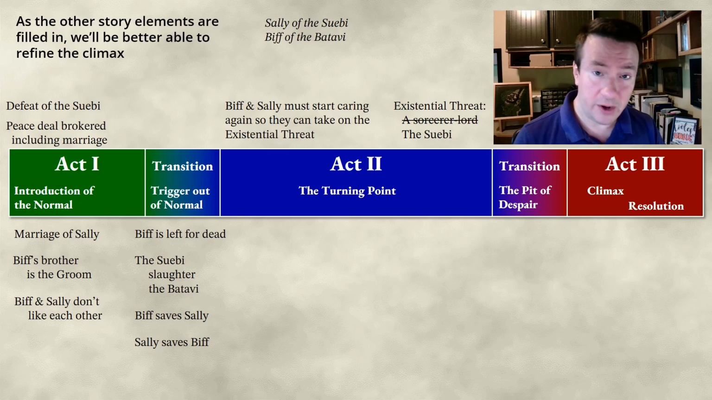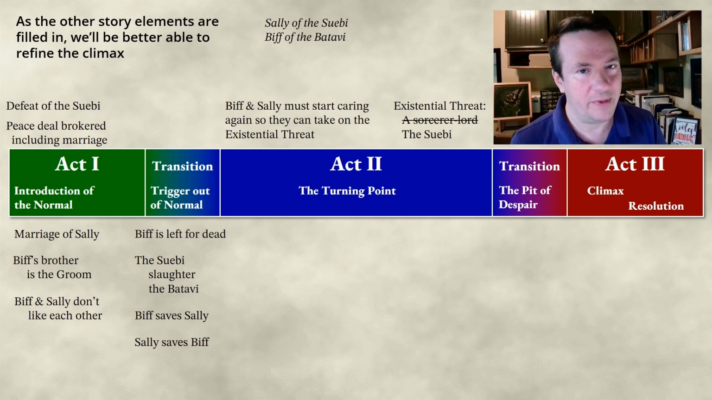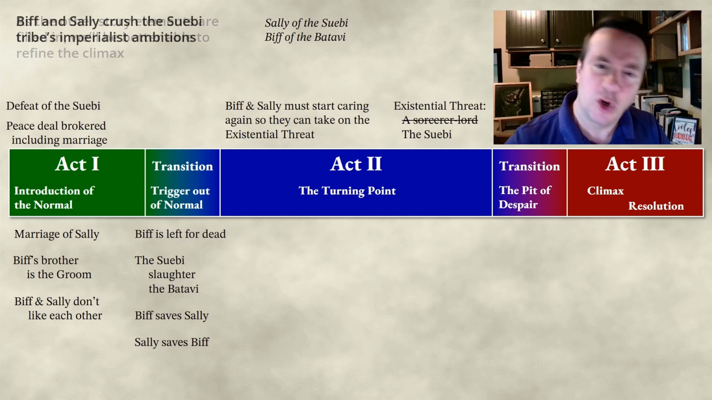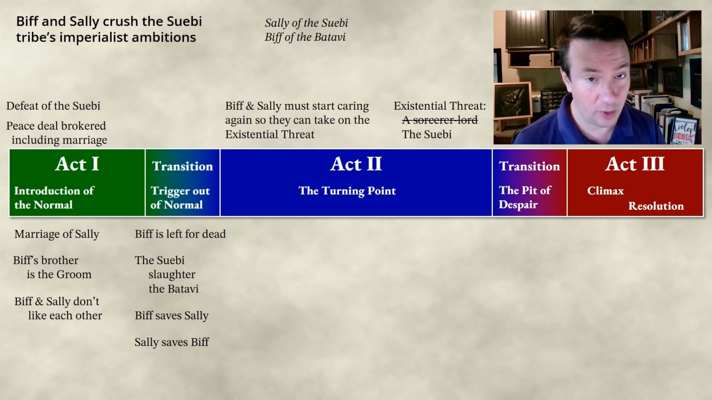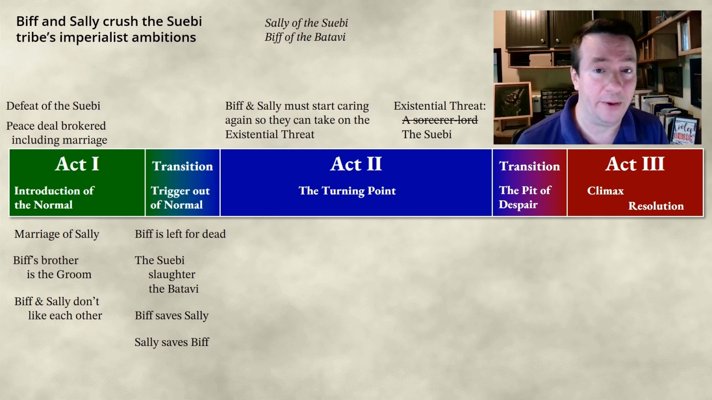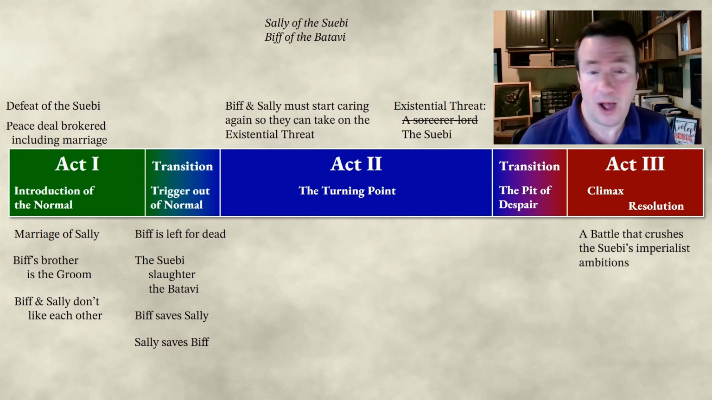So here it is. Biff and Sally take on the Swebi. Remember, that's Sally's former tribe. They crush their imperialistic ambitions that drove them to attack Biff's Batavi in the first place. Being a writer of military fantasy, I see this playing out in some sort of battle. At this point, I don't have more than that, but it still gives us that steer point, like I said, to begin filling things in. So I'll note it down now.